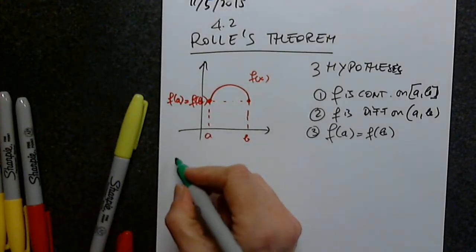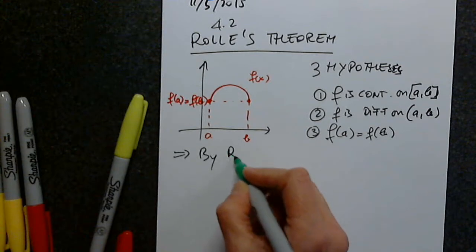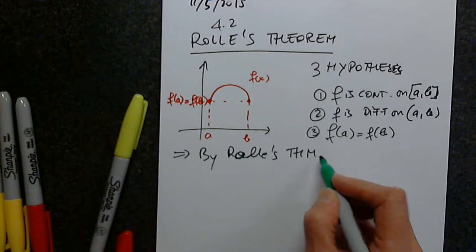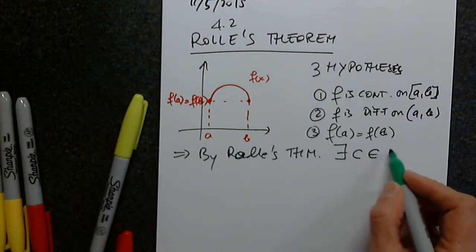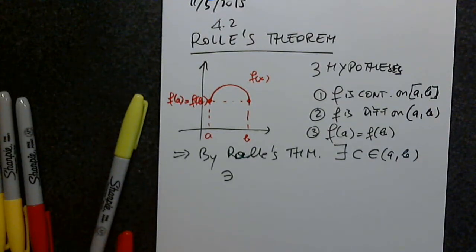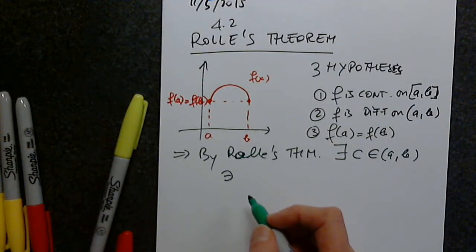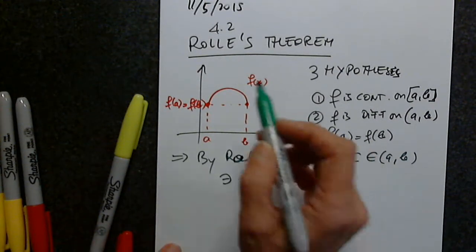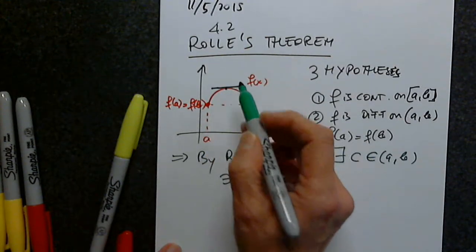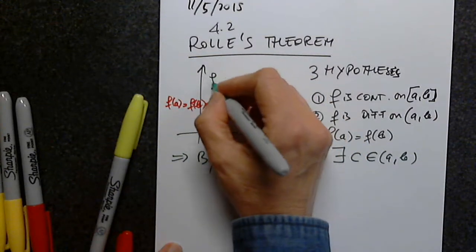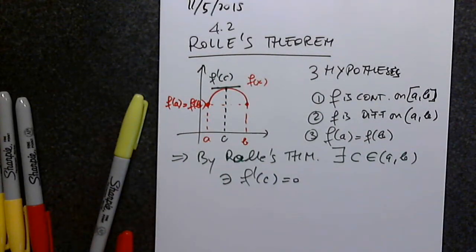If all these three conditions are fulfilled, then by Rolle's theorem, there exists a number c in the open interval a comma b such that, what do you think? Awesome. Here it is. That's it. Let's look at an application.